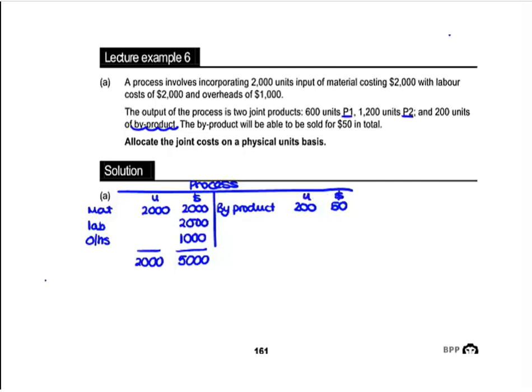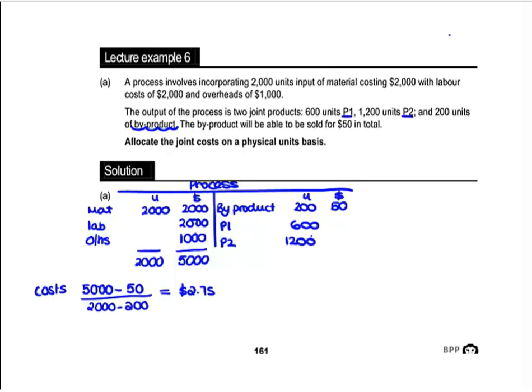So in terms then of our costs, we've got 5,000 less the $50 of scrap value, and we've got 2,000 units of input and 200 units of scrap, so that's 1,800 units. So that's going to give me a cost per unit of $2.75. For product 1, we've got 600 units, and for product 2, we've got 1,200 units.